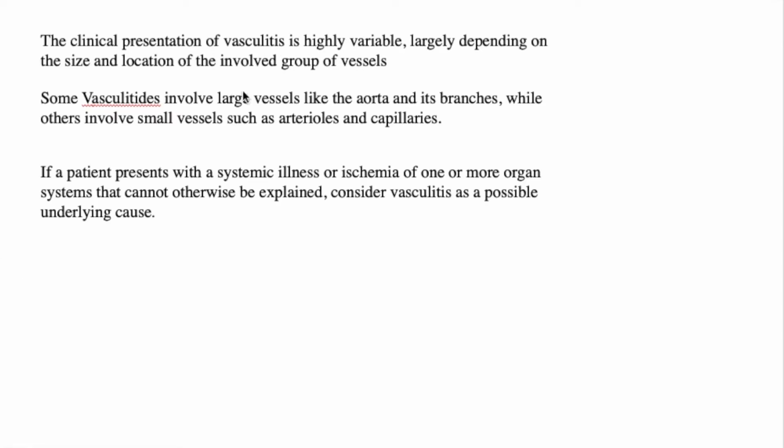The clinical presentation of vasculitis is highly variable. Keep it in mind, it is highly variable. There is no specific sign and symptom which can help you clinch the diagnosis or come to the perfect diagnosis for the particular vasculitis. It largely depends on the size of the blood vessel involved and the location of the blood vessel involved. Some vasculitis involve the large blood vessels, some involve the small blood vessels. If a patient presents with a systemic illness or ischemia of one or more organ systems that cannot otherwise be explained, consider vasculitis as a possible underlying cause.